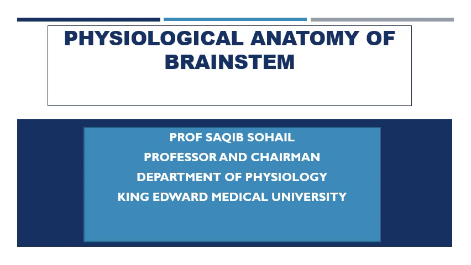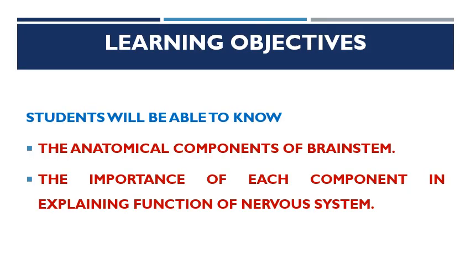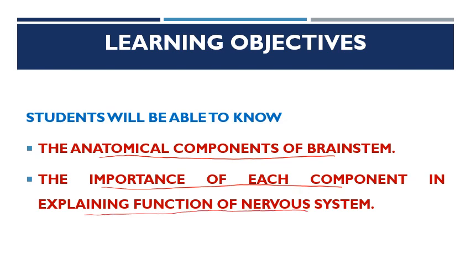Bismillahirrahmanirrahim. Today's lecture is about the physiological anatomy of the brainstem. At the end of this lecture, the students will be able to know different anatomical components of the brainstem and can explain the importance of each component in explaining functions of the nervous system.